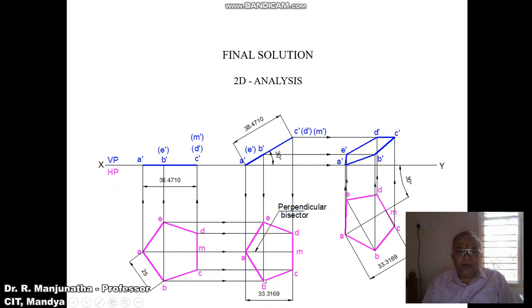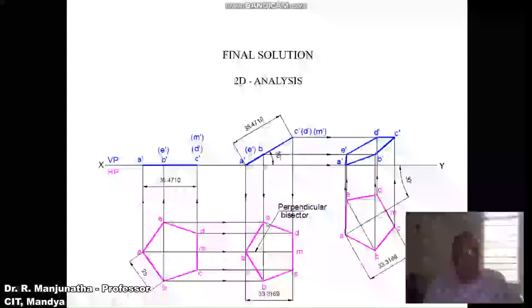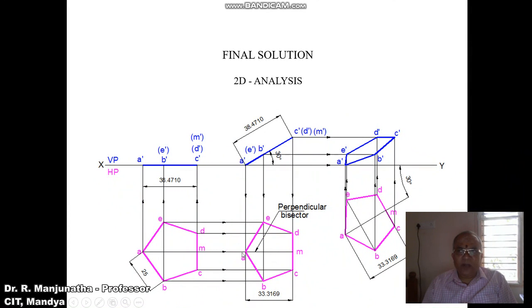Then join A to B, B to C, C to D, D to E, and E to A with a dark line. Now AM is the perpendicular bisector, which will be in apparent length as the surface becomes inclined to HP. Since the perpendicular bisector of the edge passing through the corner will also rest on the surface, obviously that perpendicular bisector will be inclined. Once the perpendicular bisector becomes inclined, you're going to get the apparent length in the top view.